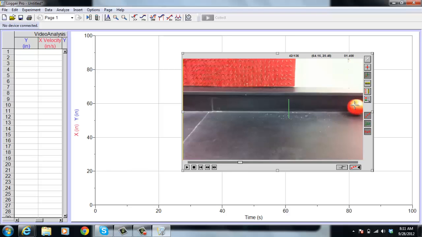I could pick the middle of the ball, but sometimes I might click here, sometimes here. So I'm going to click the very front edge of the ball, halfway up. And I'm going to click. Notice that sets my x and my y axis.